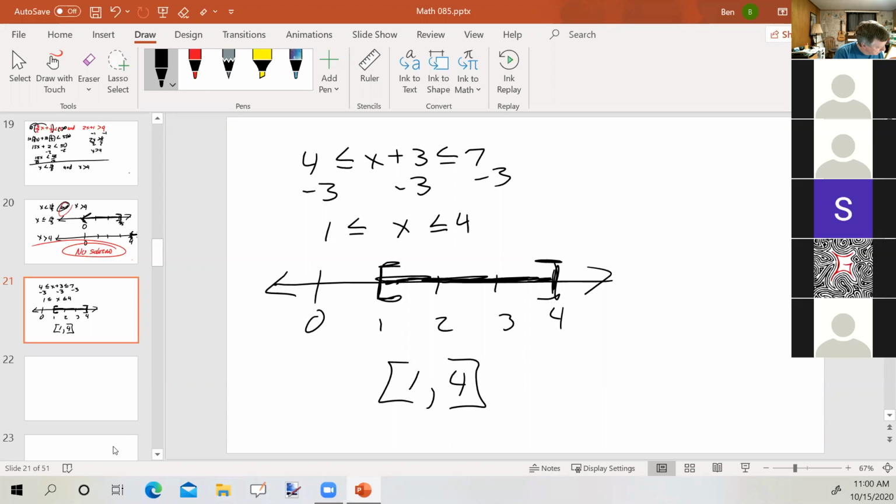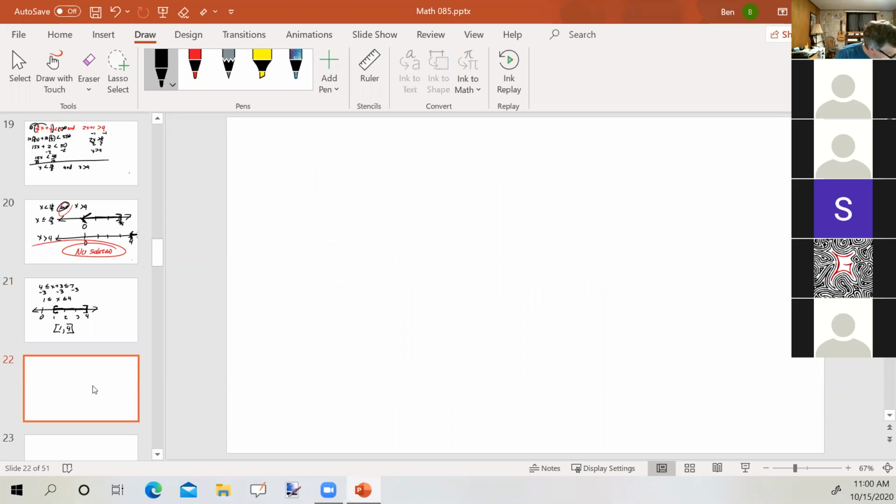All right, let's see here. Let's do one more here. -2 less than negative b plus 3 less than 5.